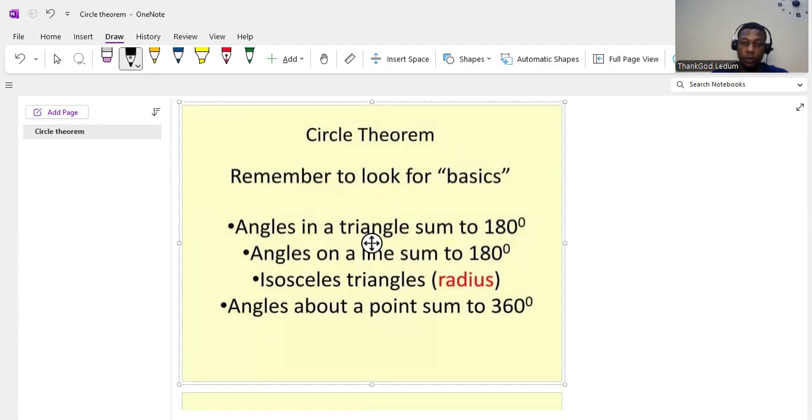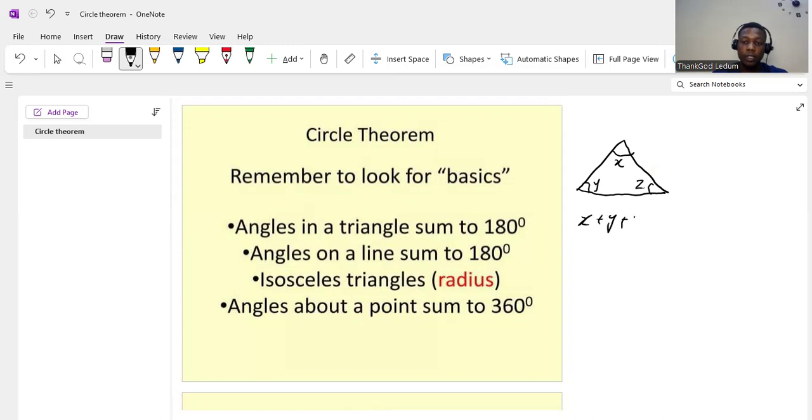If you're having a triangle, let me draw a triangle for us. If you're having a triangle and this angle happens to be our x, this one happens to be our y, and this happens to be our z. What this is saying is that the sum of x plus y plus z is equal to 180 degrees, because these are the only three angles we can find in a triangle. Angle x, y, and z. The sum of it should give us 180 degrees. So let's take note of this.